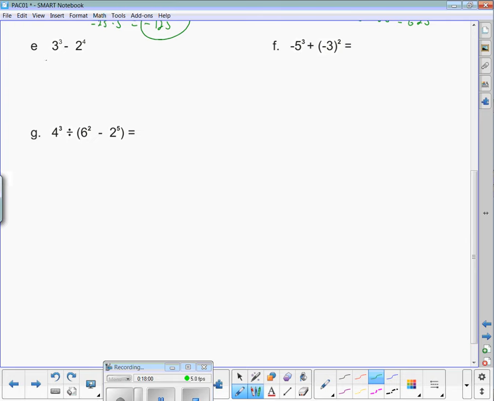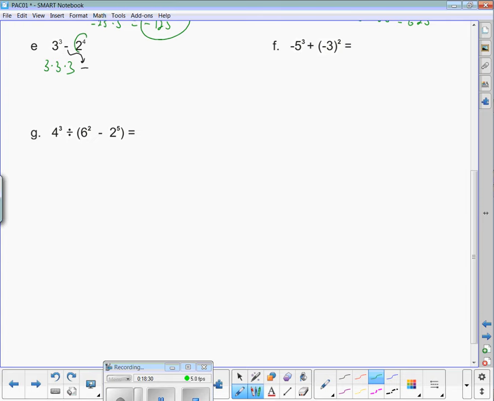First, I have a 3 times a 3 times a 3. 3 times itself 3 times. Do you agree? Right? For this 3 cubed, we have a 3 times 3 times 3. Make sense? Okay. I'm going to take my black and put that negative sign right there. That doesn't go with the exponent. If it did, it would be in parentheses, and it's not. So it's just going to sit there.